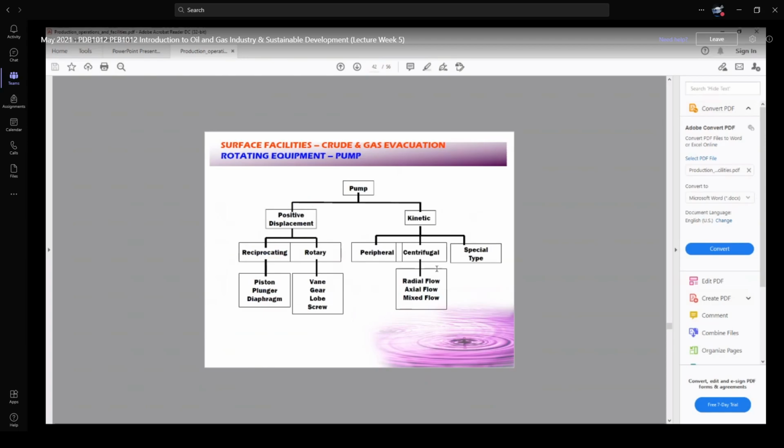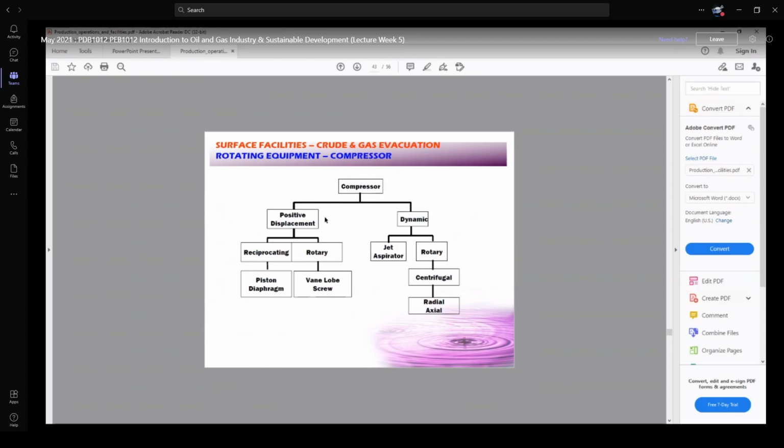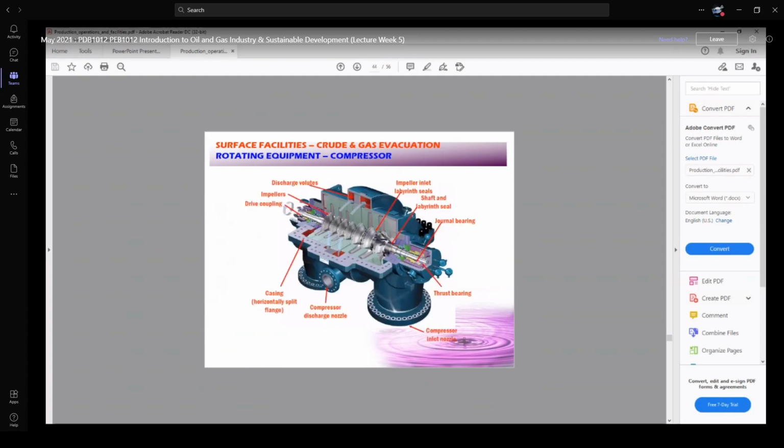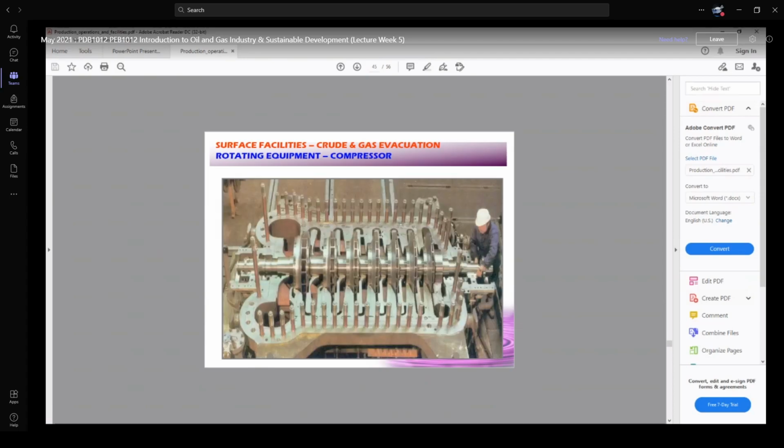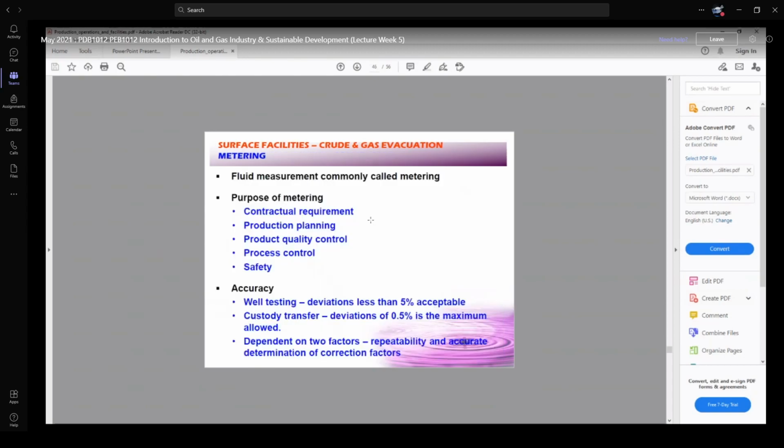So here are some pumps. We have some positive displacement pumps, some kinetic pumps, right? You can see it here. We have some compressors as well. Okay, so here is a diagram of the compressor, which is going to compress the gas and increase its pressure. Here is a reciprocating, or you can say rotating, compressor.